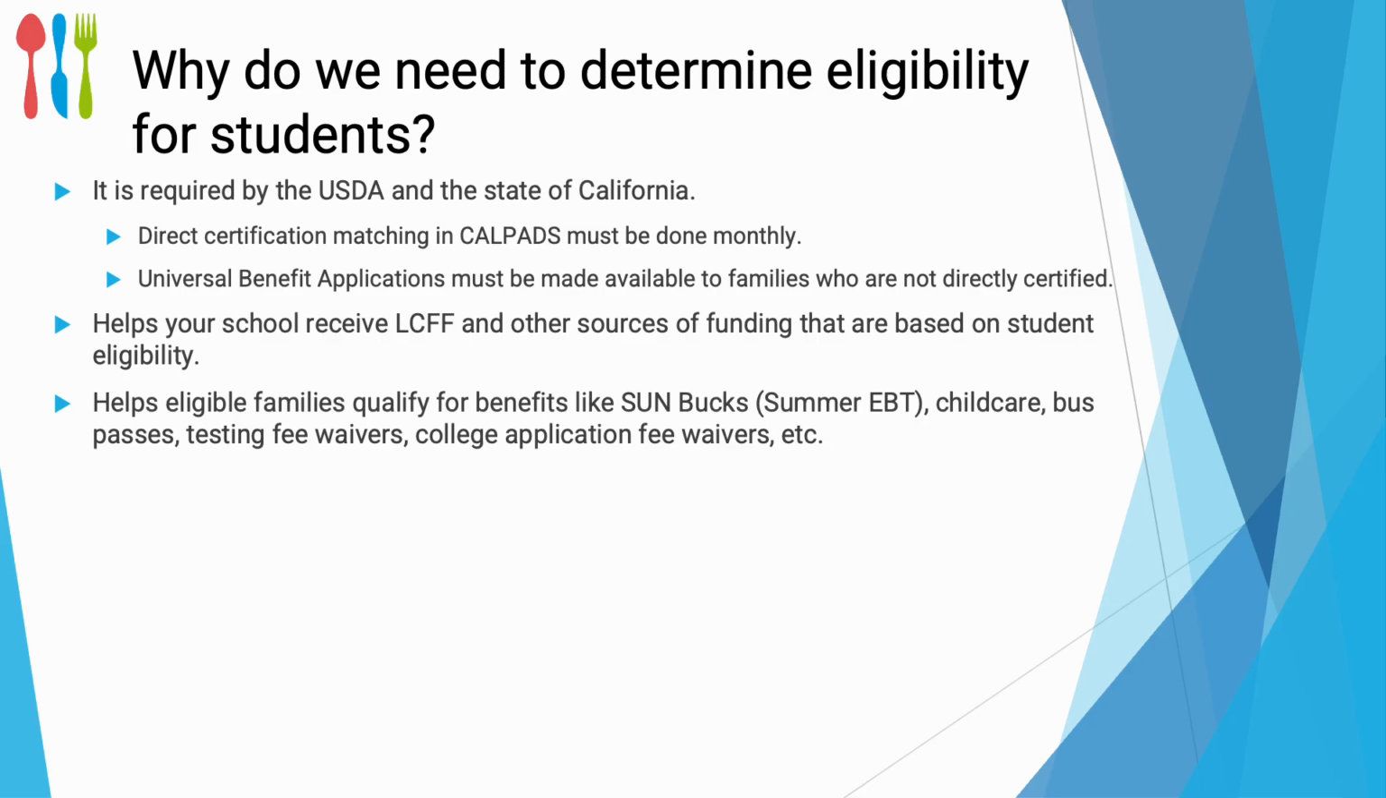They can also qualify for things like childcare, bus passes, testing fee waivers, college application fee waivers. In general, there's lots of benefits for families if they qualify as free or reduced. It also helps your school receive Local Control Funding Formula dollars and any other sources of funding or grants that are based on your free and reduced percentage.